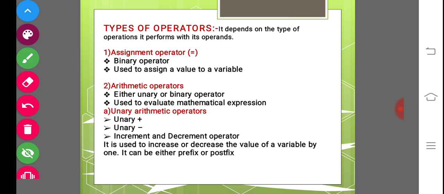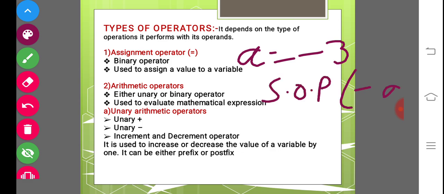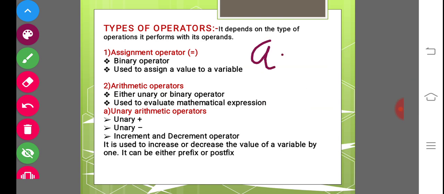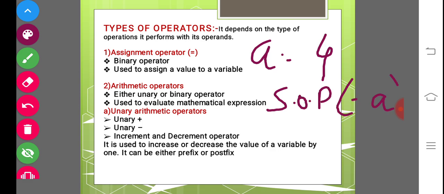Let's say a is equal to minus 3, fine, and I'm writing System.out.println(-a). So what will be the output? The output is 3. And if a is equal to 4 and I'm writing System.out.println(-a), what will be the output? The output will be minus 4. So this minus reverts the sign of an operand.